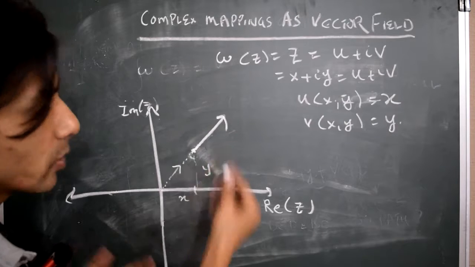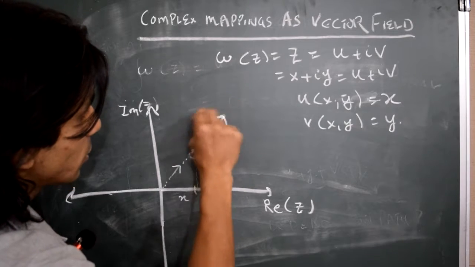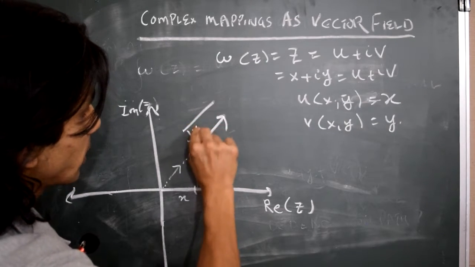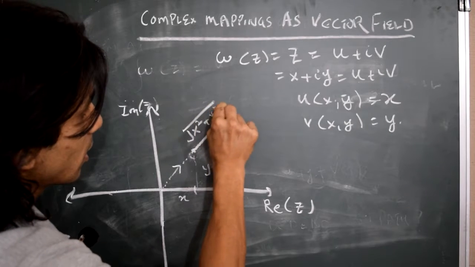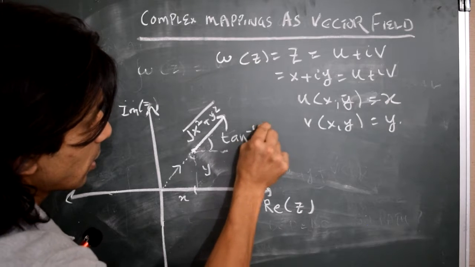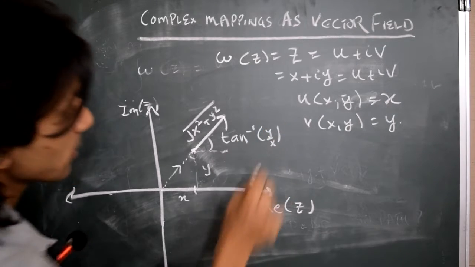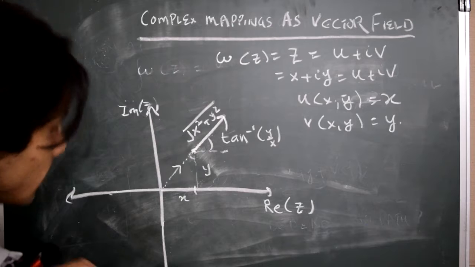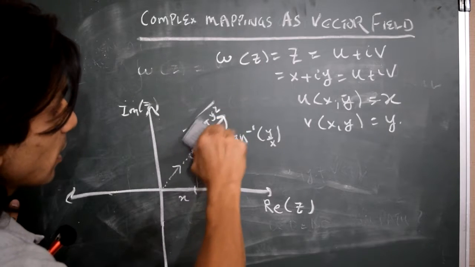of magnitude square root x squared plus y squared. So the magnitude of this is square root x squared plus y squared, and this angle is tan inverse y over x, right? Okay.